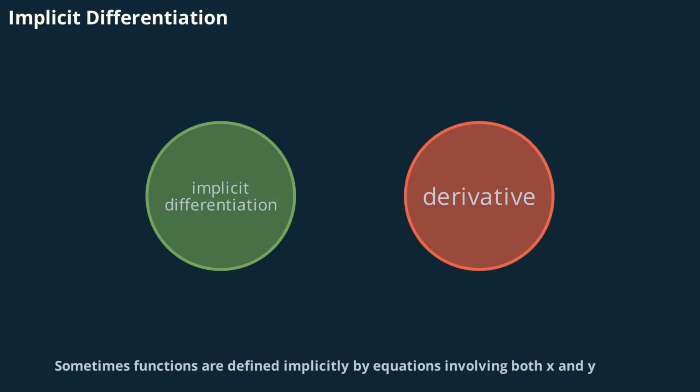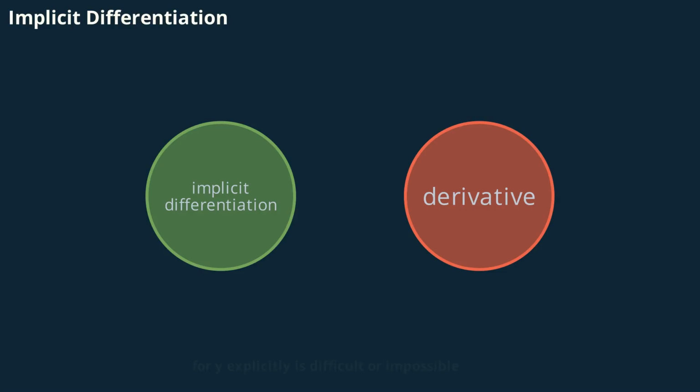Sometimes, functions are defined implicitly by equations involving both x and y. To find dy/dx, we differentiate both sides of the equation with respect to x, treating y as a function of x. This method, called implicit differentiation, is powerful for handling equations where solving for y explicitly is difficult or impossible.